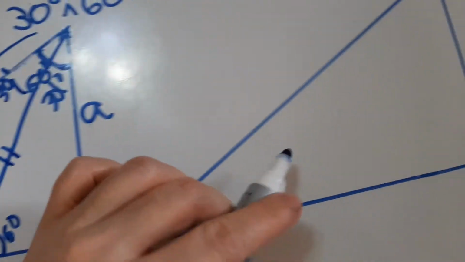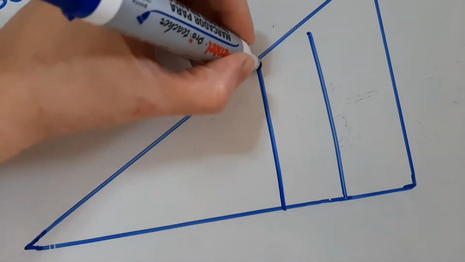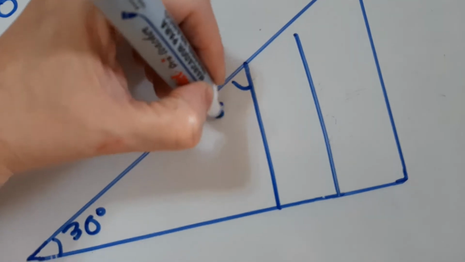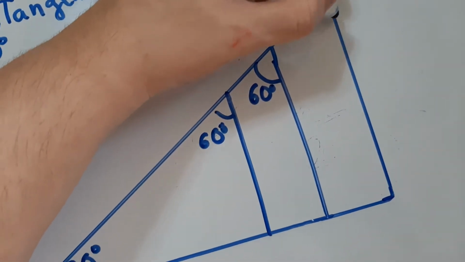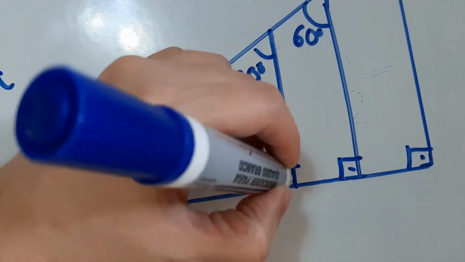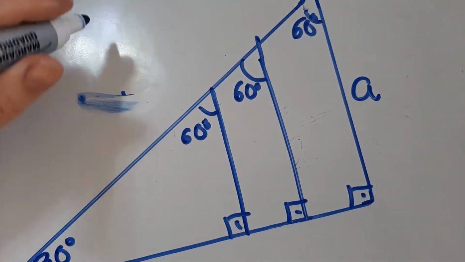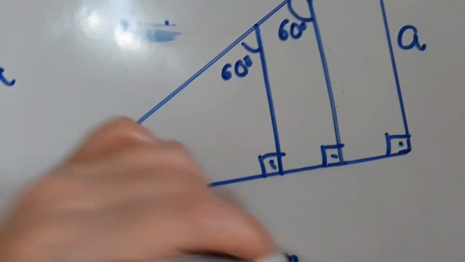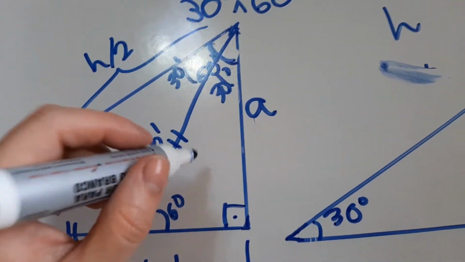Let's organize in this triangle. Now I'm gonna organize like this: 30 degrees, 60 degrees, 60 degrees, 60 degrees, and here the right angle. This is the bigger triangle: A, hypotenuse, and B1 plus B2.